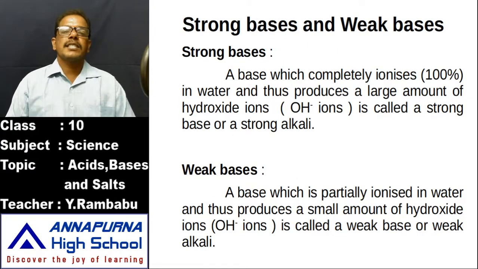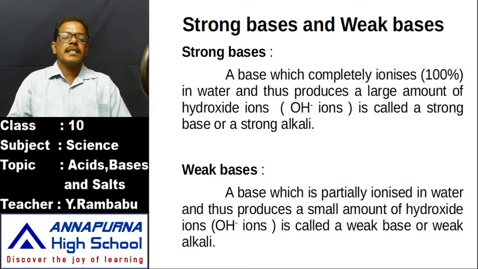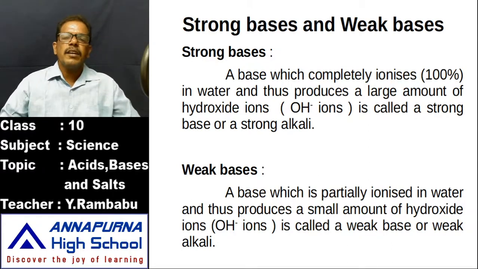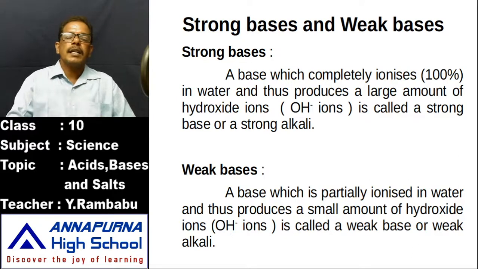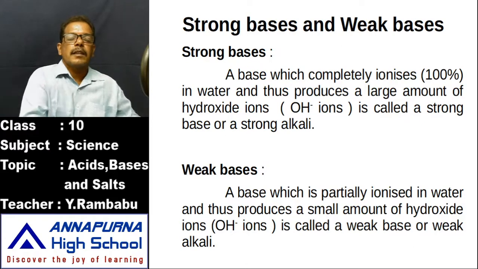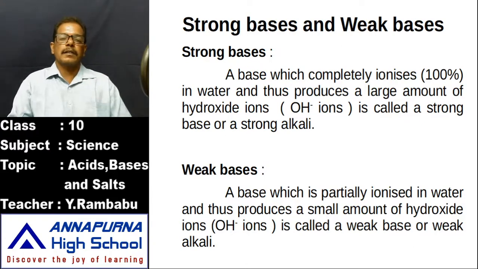Again, these bases are classified into two types: strong bases and weak bases. On what factor are bases classified into strong bases and weak bases? Based on ionization. Already we have learned about ionization. What is ionization? Simply the splitting of a molecule into its respective ions is called ionization. When a base is added to water, it splits into positive ions, the metal part, and OH minus ions.